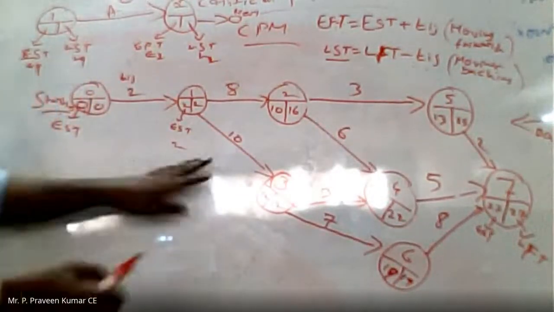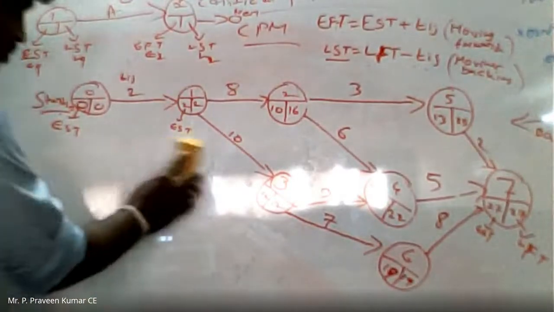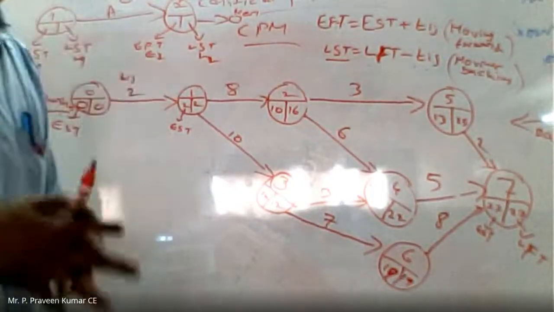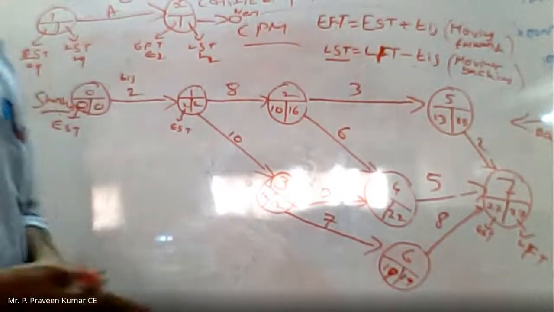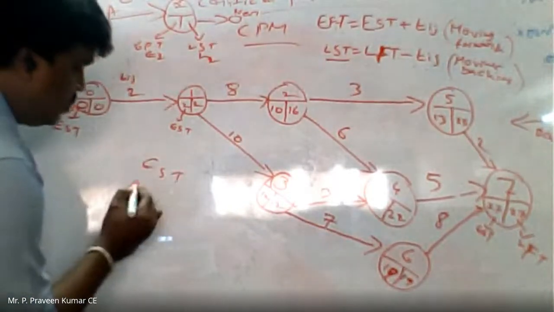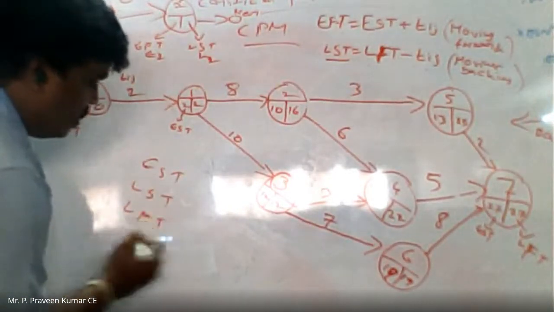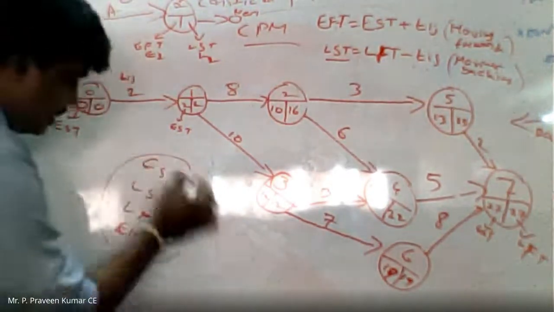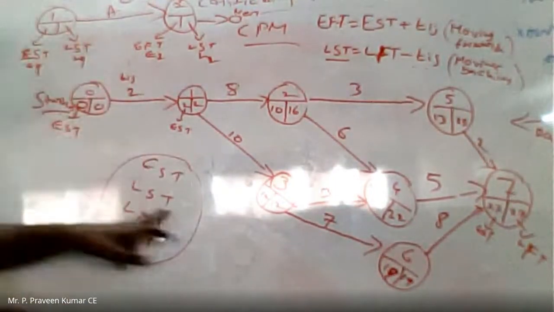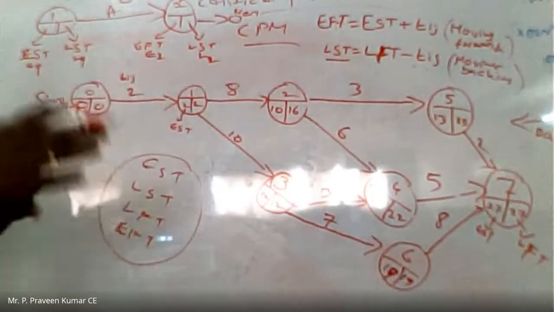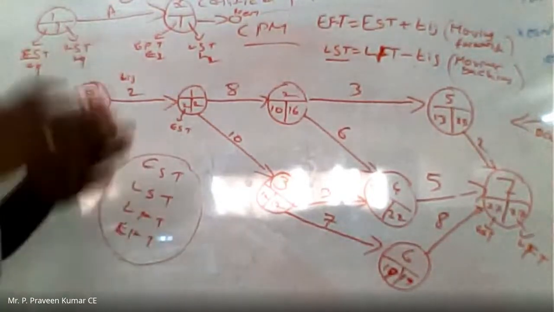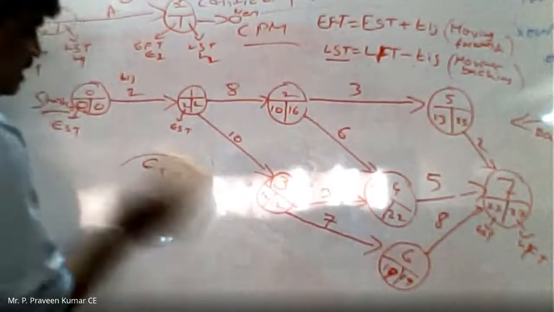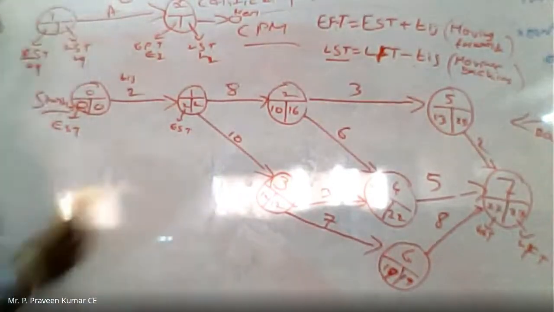After calculating the EST values, now we need to know which path is the critical path and which is the non-critical path. We have calculated the EST, LST, LFT and EFT values. Based on these four values, we need to find which path is critical and which is non-critical. Now, how are we going to determine whether it is a critical path or non-critical path? See here.